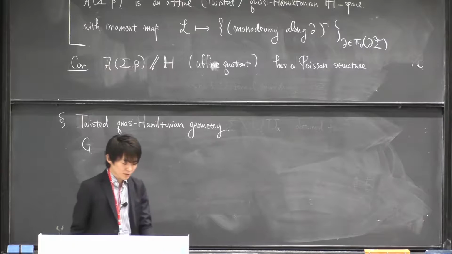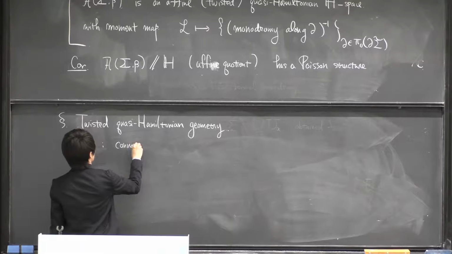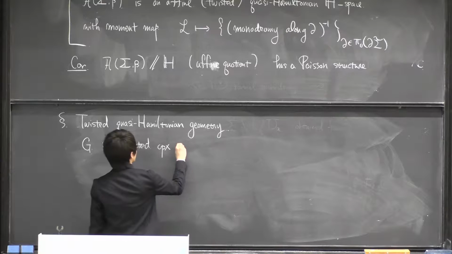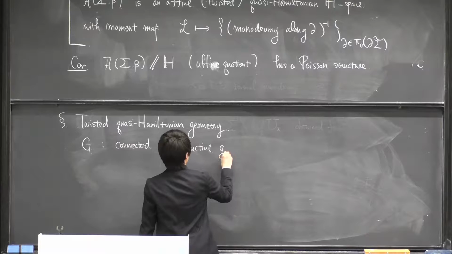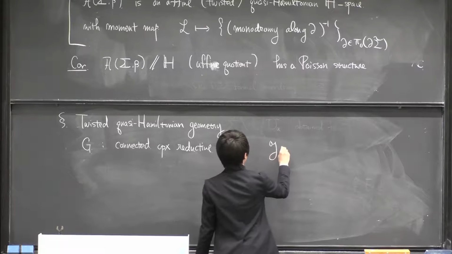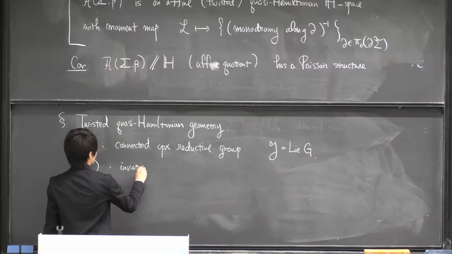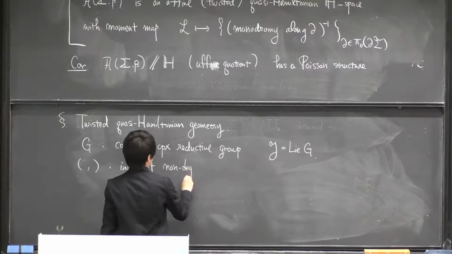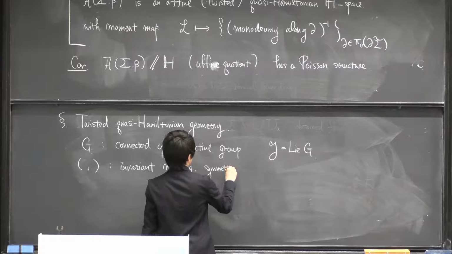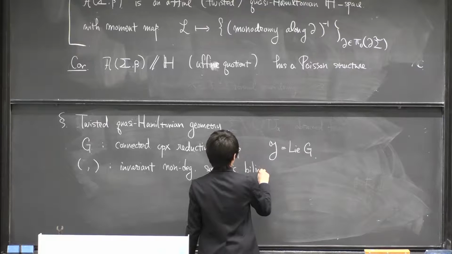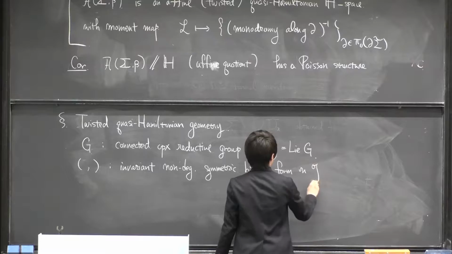For the moment, let G be a connected complex reductive group, and let 𝔤 be its Lie algebra, and let us fix an invariant non-degenerate symmetric bilinear form on the Lie algebra.